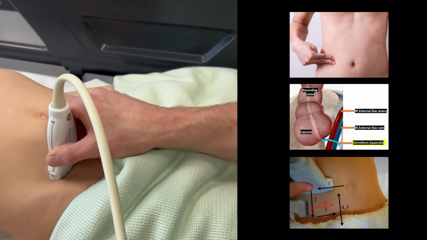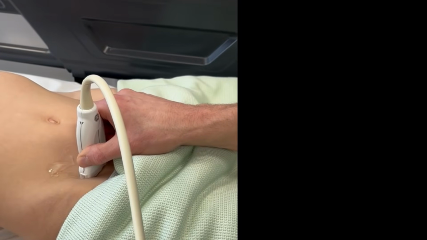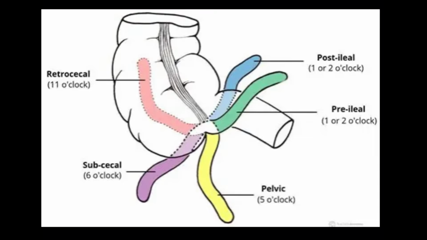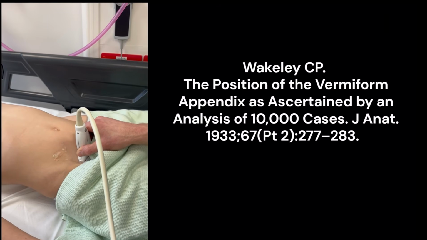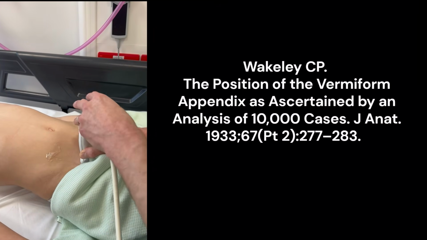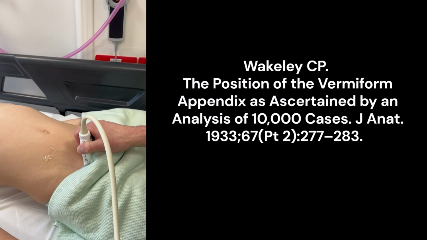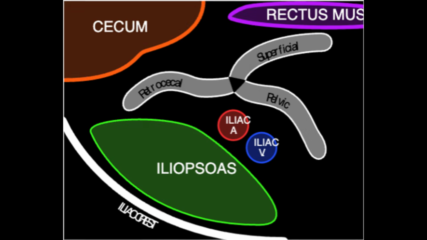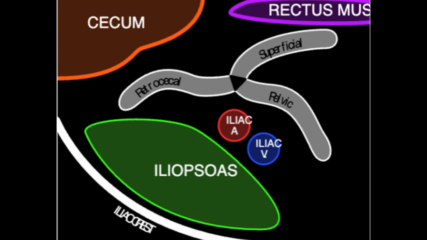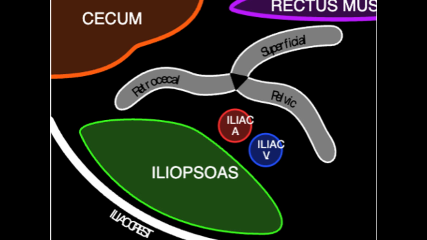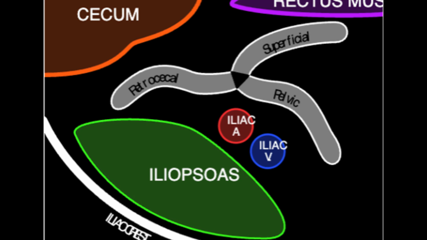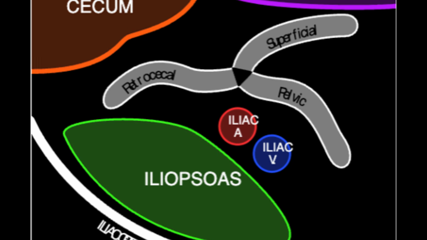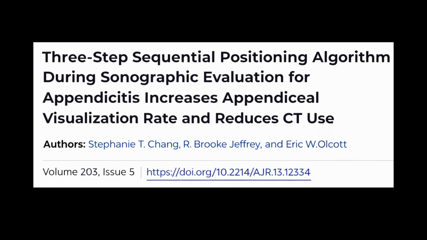If it doesn't, maybe the appendix is hiding in one of the common positions that it can, either retrocecal or pelvic, as shown by this image. And the data underpinning this was significant. In the 1900s, 10,000 surgical cases identified retrocecal as the most common position, in addition to some more recent surgical studies. So even this 2D cartoon demonstrates how tricky it can be based on the different positions the appendix can project, either deep or posteriorly, or of course laterally and medially.